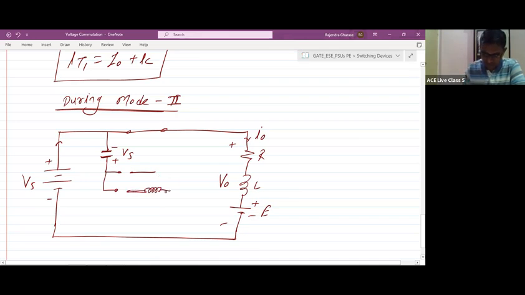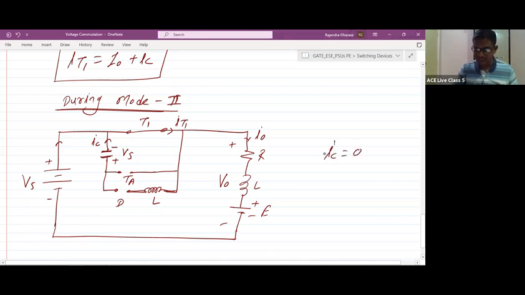And here it is an inductor, right? So this is the inductor L, diode D, and the auxiliary thyristor. This is IC. This is T1. This current is IT1, right? So this type of circuit we have during mode 2. The capacitor is not discharging because the discharging path is not available. So what is IC? Definitely IC is equal to 0 ampere, because the discharging path is not available for the capacitor.